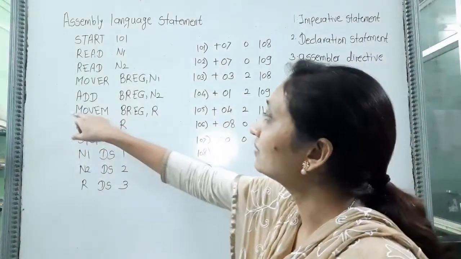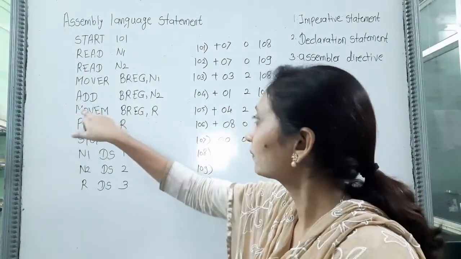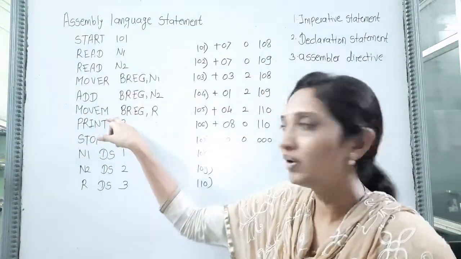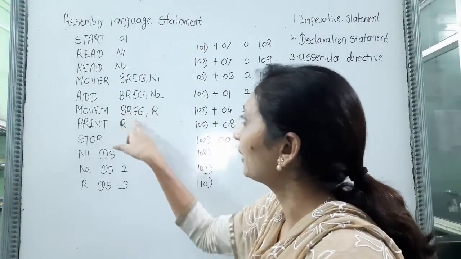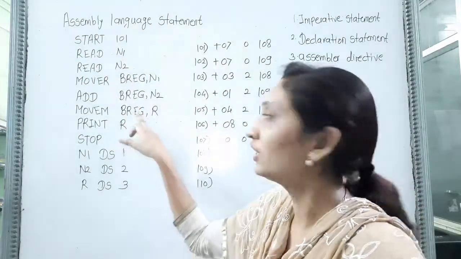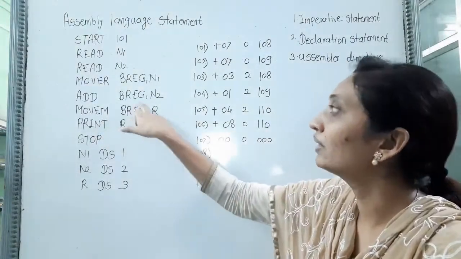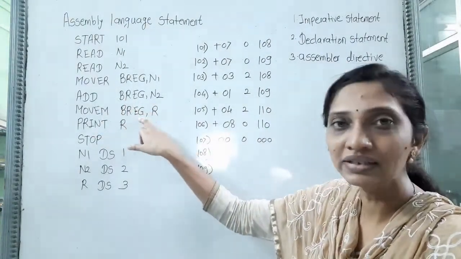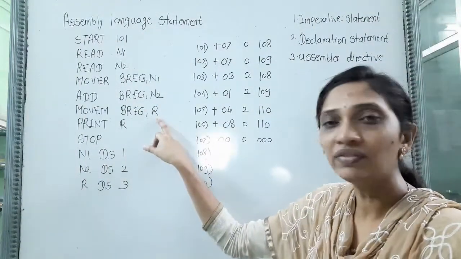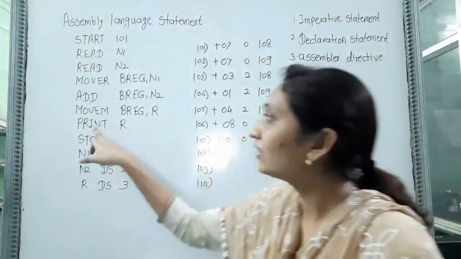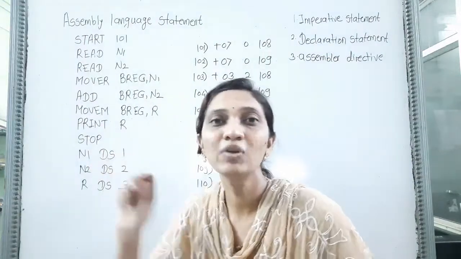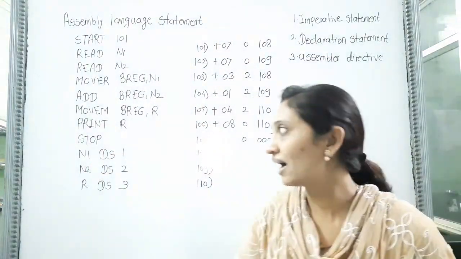So for that purpose we write here MOVEM, which means move to memory. The content present in the BREG register is moved into r, means move to memory. The content present in the BREG register is moved to the variable r. And after that we print the value of r, means we print the result of that addition.